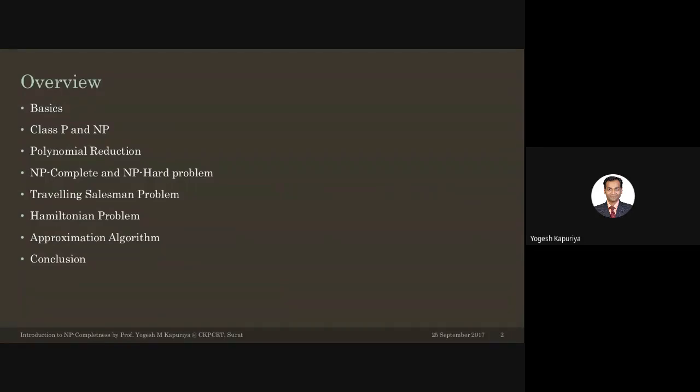Okay, we'll discuss some basics. See, first of all, we are not going to discuss any algorithm in detail under this chapter. So we are actually covering only the theoretical aspect. That should be noted first.